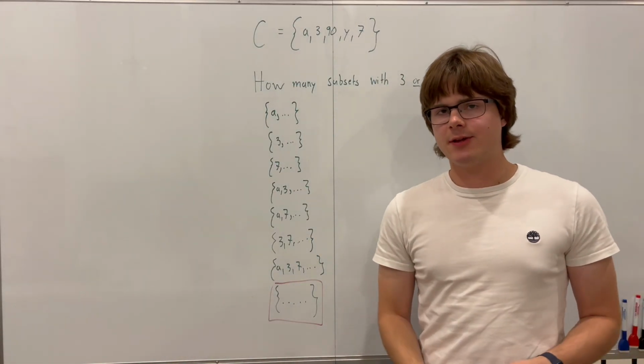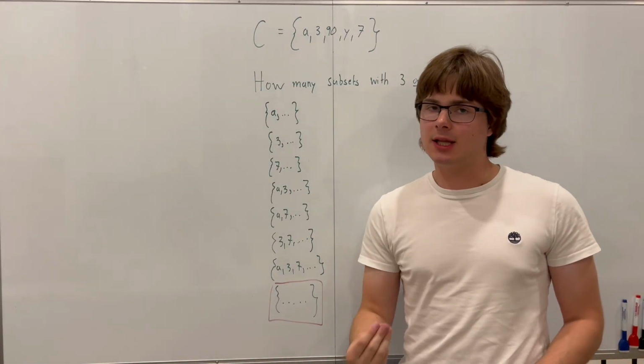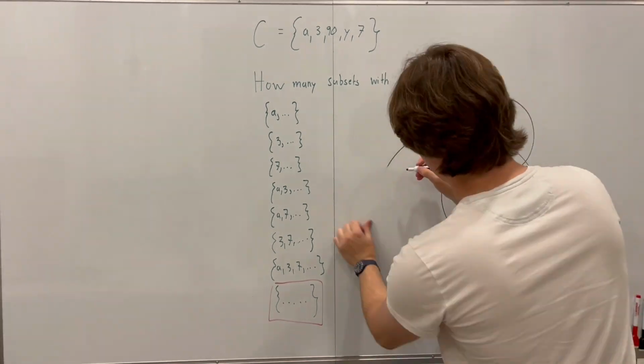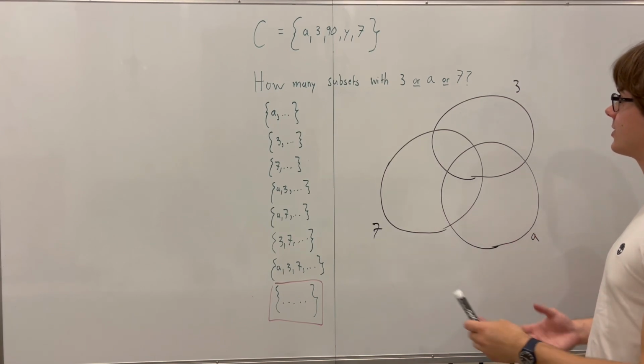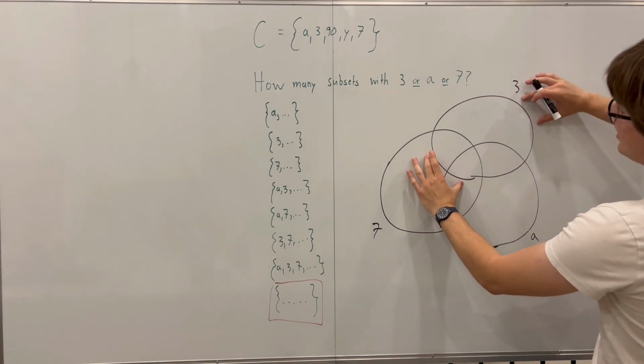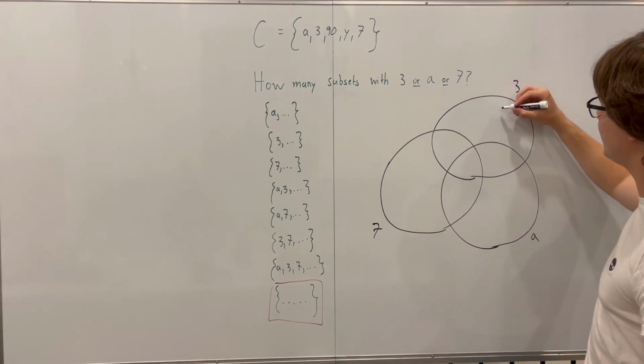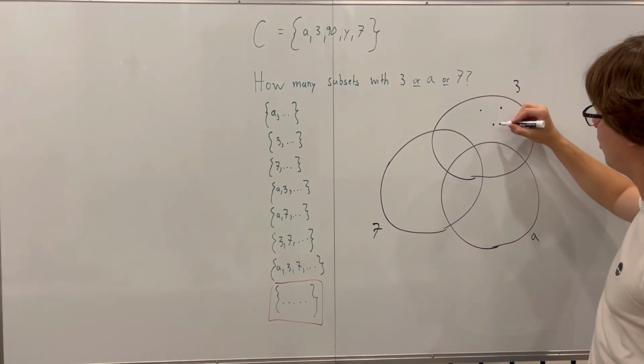Okay, so our second method is going to be a little bit more advanced, but nonetheless very, very good to know. So how do we interpret this diagram? Well, everything in this circle is going to be the subsets that have a 3 in them. So it's going to be all of these dots over here.